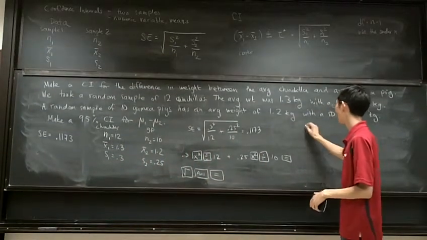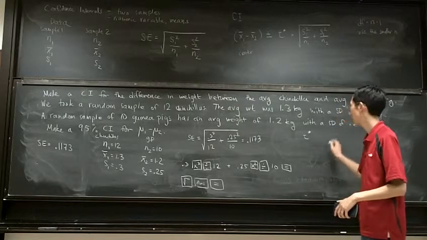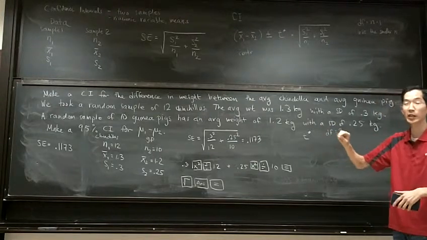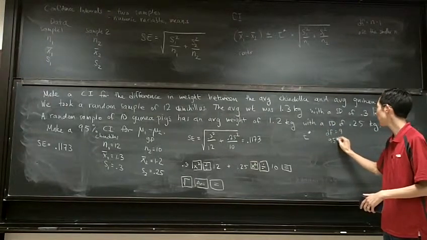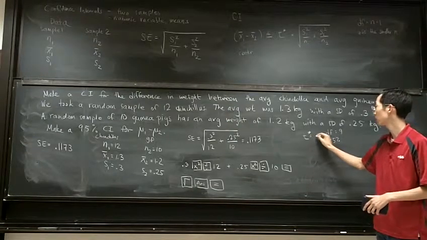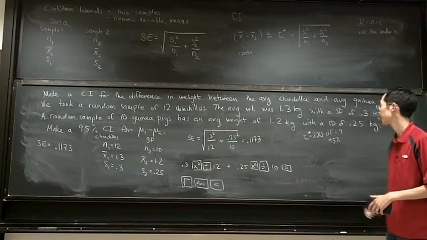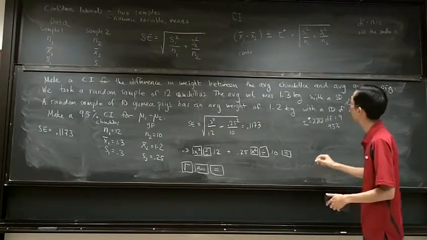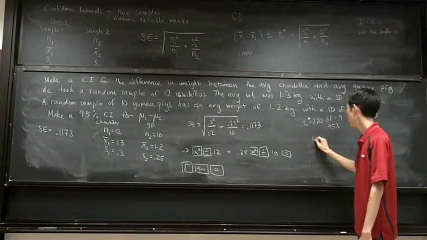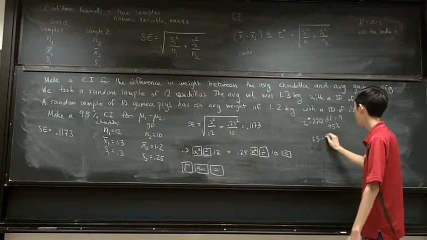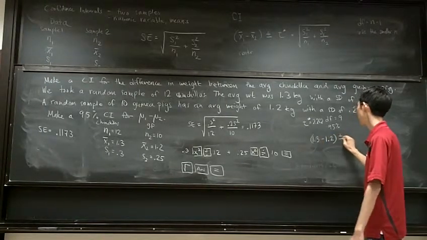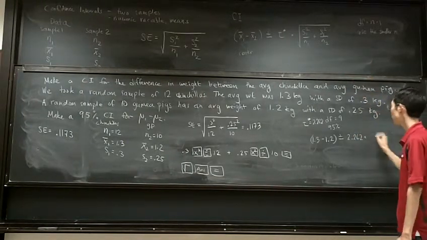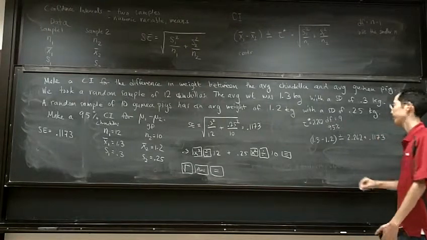What is my T star? How many degrees of freedom am I going to use? I'm going to use 9 degrees of freedom because I'm doing n minus 1 and I'm using the smaller n. And I have 95% confidence, so my T star is 2.262. Okay? And so now I'm plugging in all of these numbers. X bar 1, 1.3, minus X bar 2, 1.2, plus or minus 2.262 times, this whole thing came out to be 0.1173.